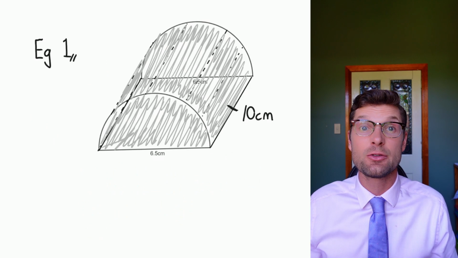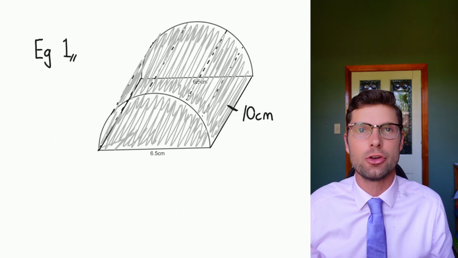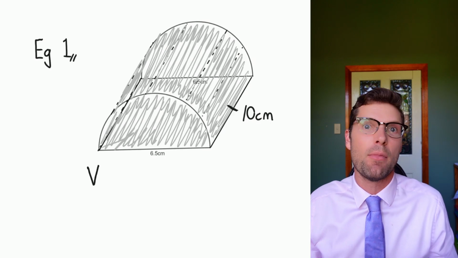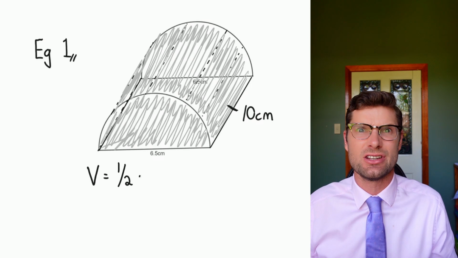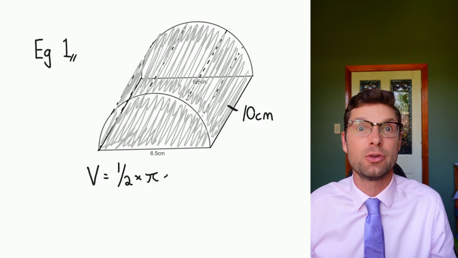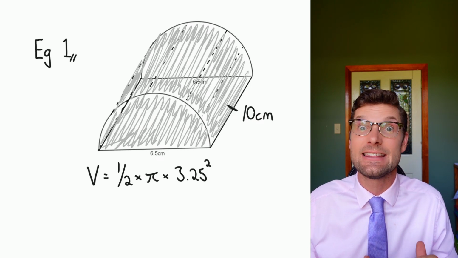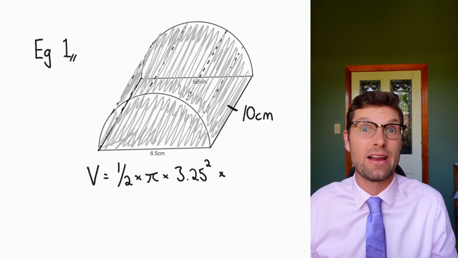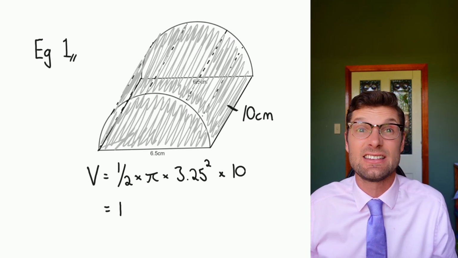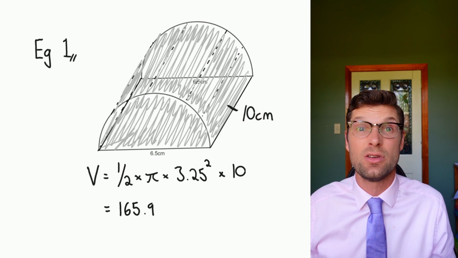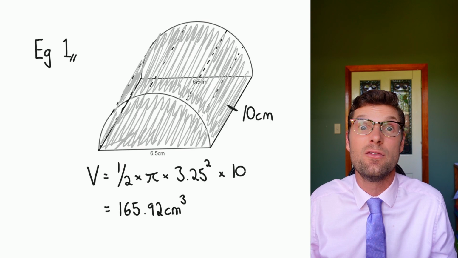For this first one, we've got a semicircle that is extended back, and we need to work out the volume. So the volume is the area multiplied by the height or that depth back. So for this, the area is just a half multiplied by pi multiplied by the radius squared, which is 3.25 squared. That's the area. And then I just multiply by 10 because that's the height straight away. If you throw that in your calculator, you get the answer 165.92 centimeters cubed immediately. And then we're done. So that's the only thing that we really have to do for this question.